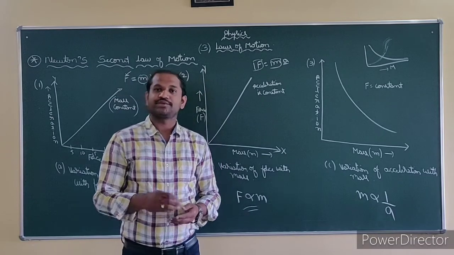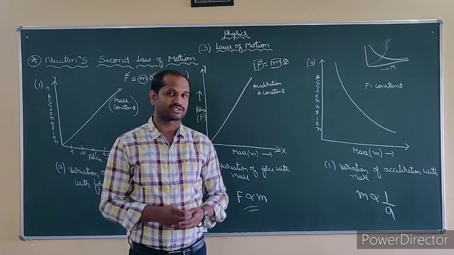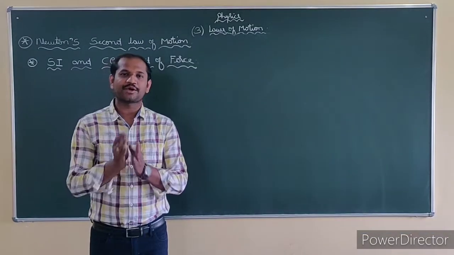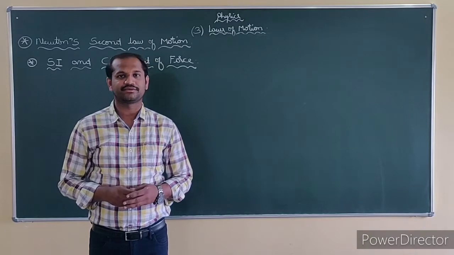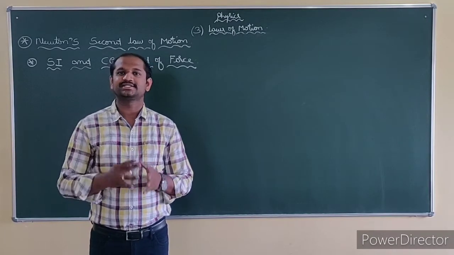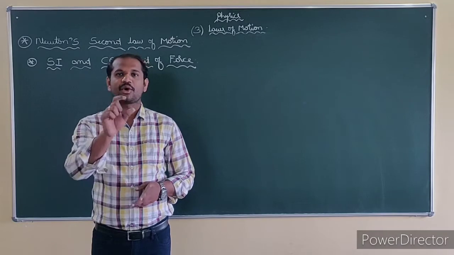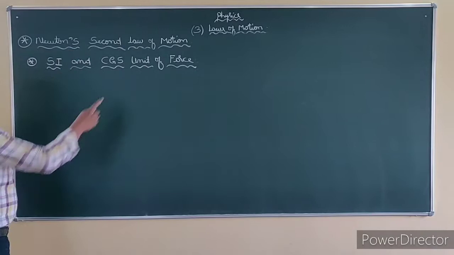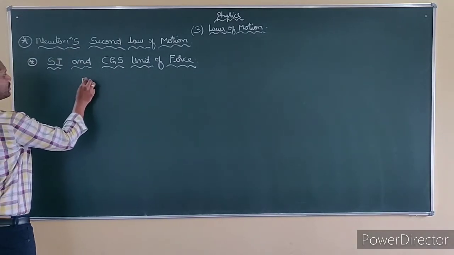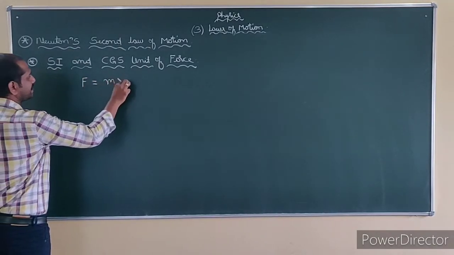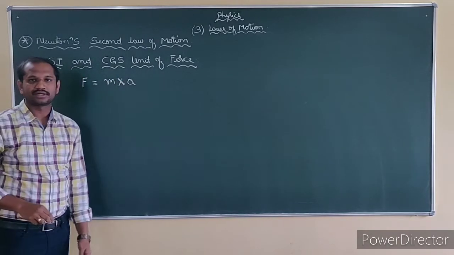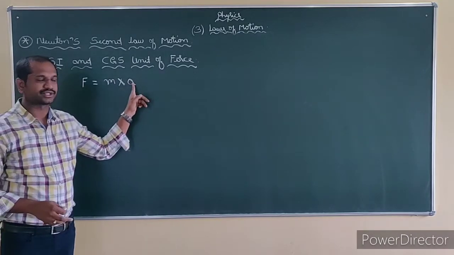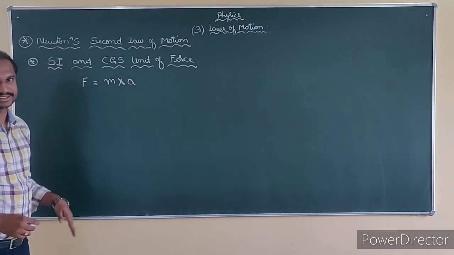So now we will look at the SI and CGS unit of force. With that, we can continue Newton's second law of motion. Already we have studied such cases in motion in one dimension. You know how to give the unit in SI and CGS. The same way we follow now. Just now we came to know the expression of force is mass into acceleration. Is it not? We derived according to Newton's second law, force is equal to mass times acceleration. Now we have to give the units, right?